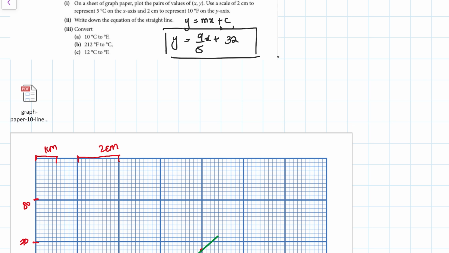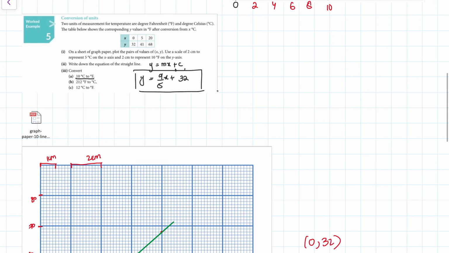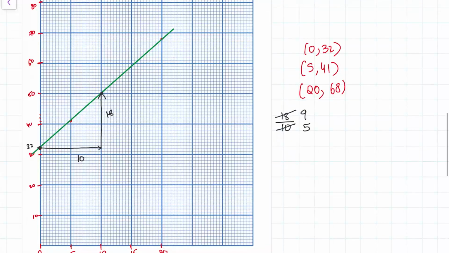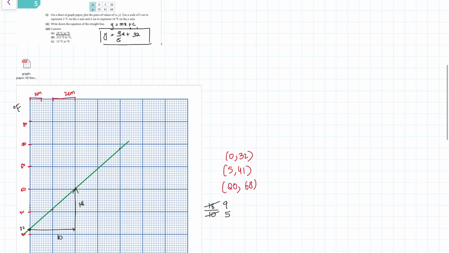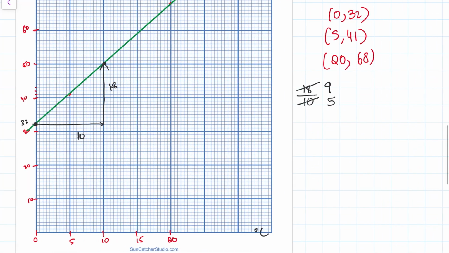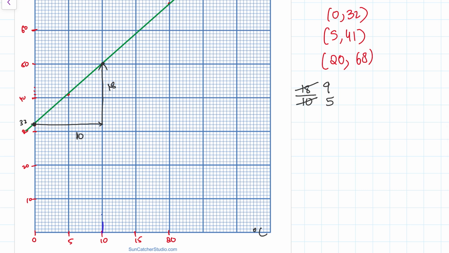Now, convert 10 degrees to Fahrenheit. You know that on the y-axis we have Fahrenheit and on the x-axis we have degree centigrade. It's very important to label your x and y-axis because if you don't, then you don't get marks. So 10 degrees centigrade to Fahrenheit. Let's draw the line. At 10, we have 50 degree Fahrenheit.